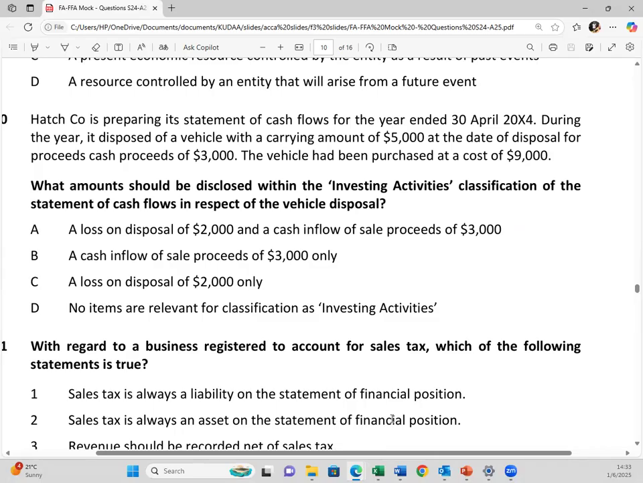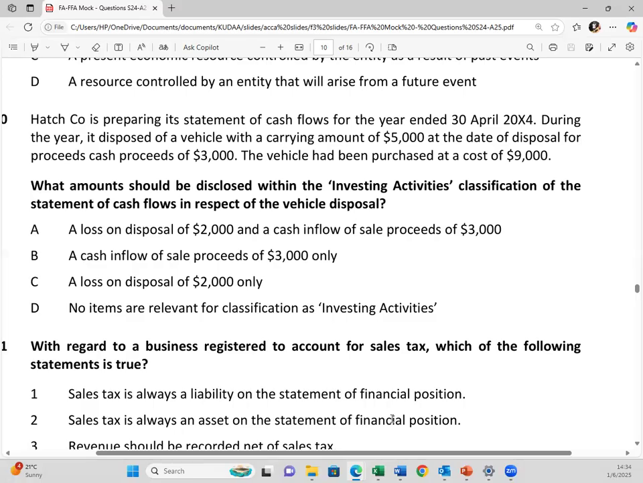It is the sale proceeds. So investing activities is the sale proceeds. It's not the carrying amount. It's not the purchase price of the vehicle. So from this entry, what amount should be disclosed within the investing activities? We are supposed to put a cash inflow because we have sold, so it's a cash inflow of 3,000 only.